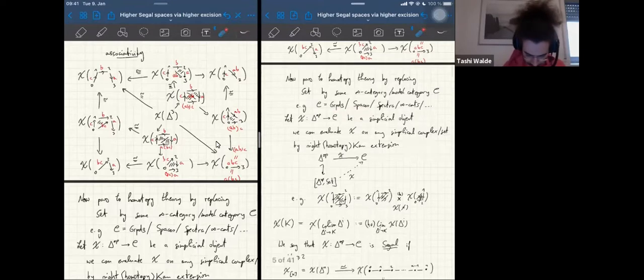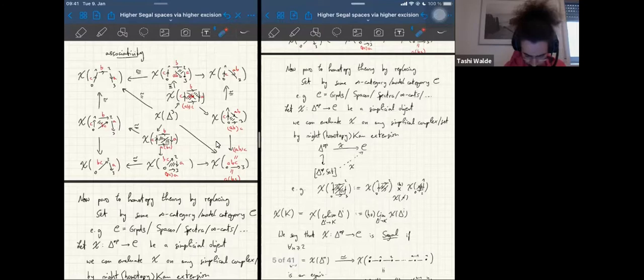And then the idea is that if we have a simplicial object like this, so a functor from delta up to C, then we can evaluate X on any simplicial complex or even set, even though we're mostly going to be looking at simplicial complexes, by the following homotopy right Kan extension, where we evaluate X at some simplicial complex, for instance, like this, by decomposing the simplicial complex into simplices and then gluing the values back together with suitable homotopy limits.